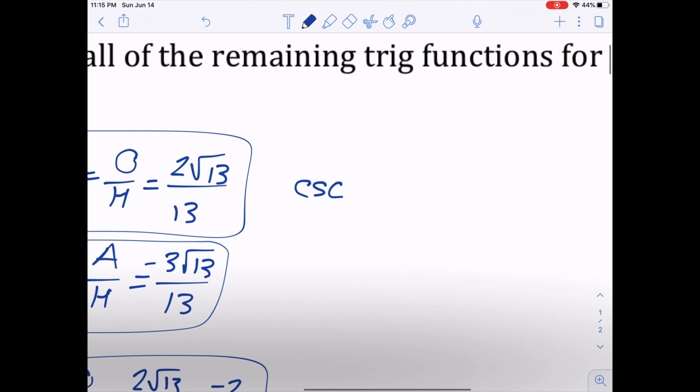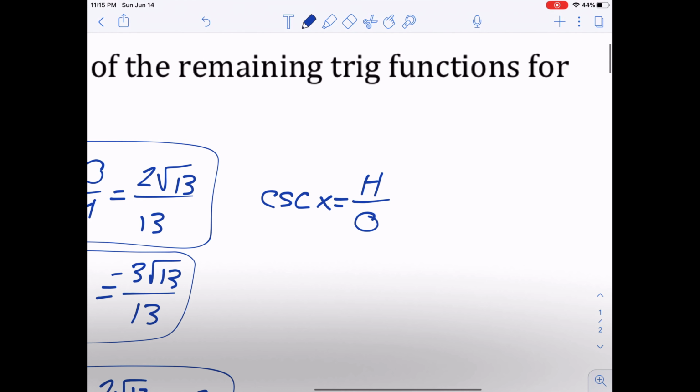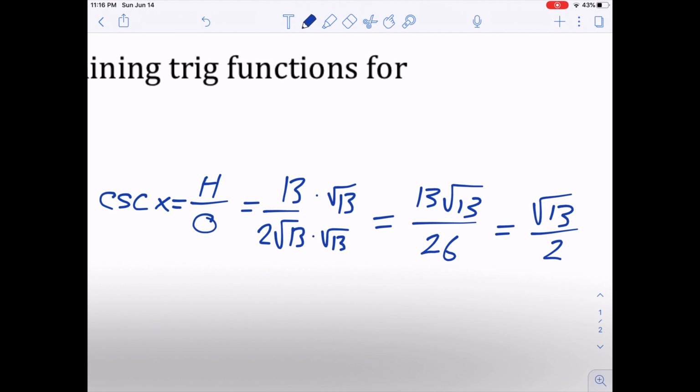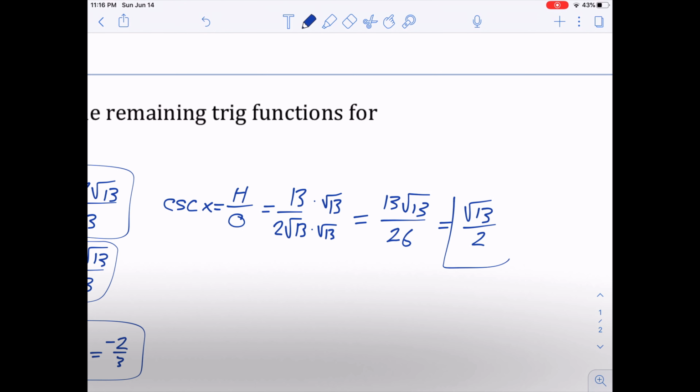Next, our cosecant, which has a direct relation to our sine, so it will be positive. It's the reciprocal, so it will be hypotenuse over opposite. And this will give us 13 over 2 radical 13. We need to rationalize the denominator. Make this 13 radical 13 over 26. And this gives us radical 13 over 2. It's going to remain positive.